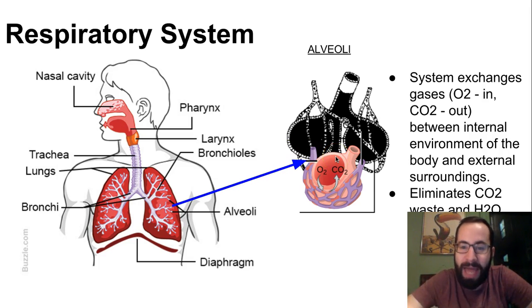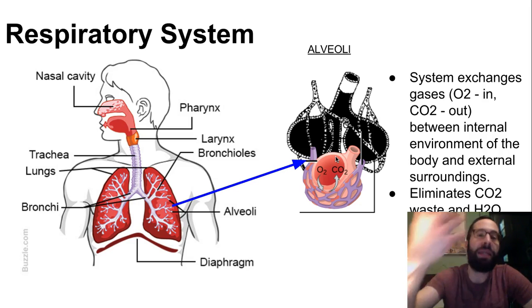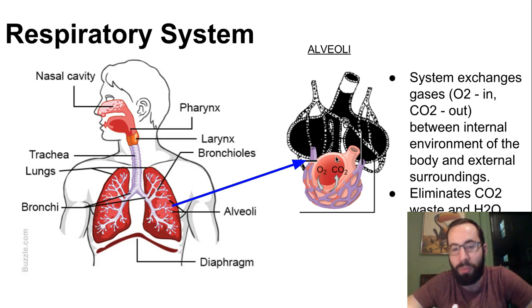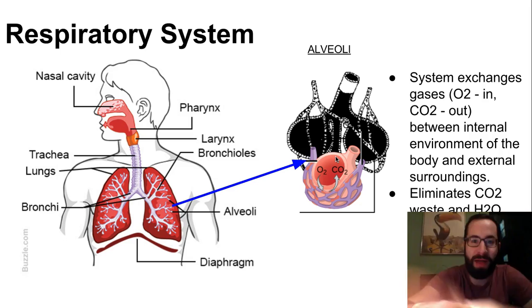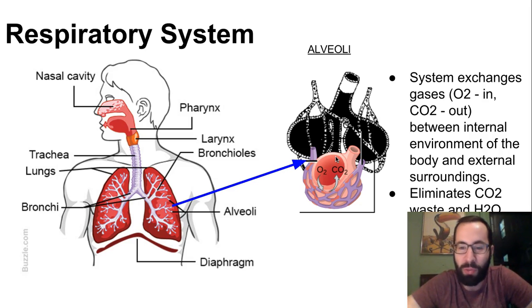They're air sacs where the exchange of carbon dioxide and oxygen takes place between the internal environment of your body and the external surrounding environment outside of you. And what's happening here is the oxygen comes in as you breathe in, and the carbon dioxide that's in your body leaves as you exhale. Also, water is exhaled. If you breathe on your hand, or if I was to breathe on this lens of my computer that's filming me right now, it would fog up, and that's evidence of water vapor actually being in your body that's being eliminated by your lungs.